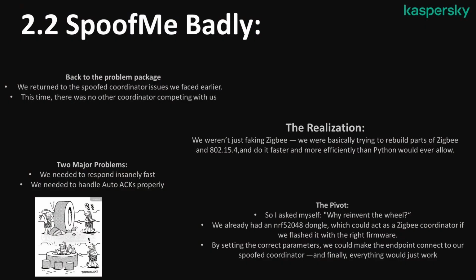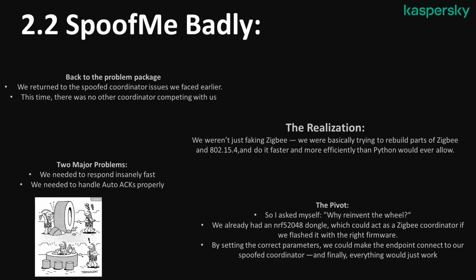So now we return to our problems. First one, I should answer very fast from Python. Second one, I should implement the auto acknowledgement, which is impossible to do. I mean, can you imagine, now you are not only rebuilding Zigbee, you are also rebuilding the 802.15.4. You are rebuilding the whole protocol or specification.